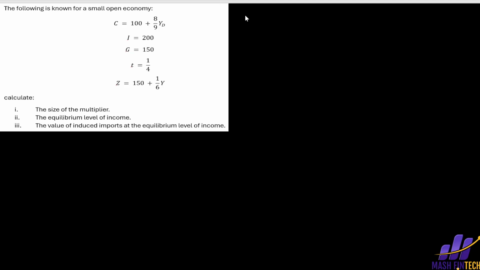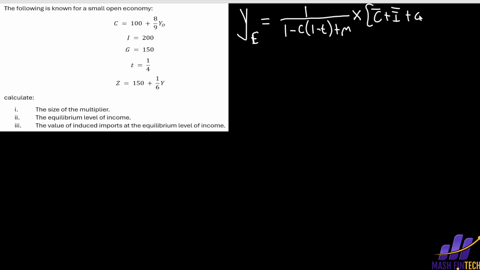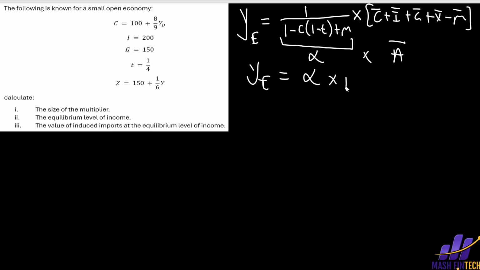But remember, I said the equilibrium level of income is going to be given by 1 over 1 minus the marginal propensity to consume, 1 minus T plus M. You multiply this by the total autonomous expenditure: consumption, investments, government spending, exports, imports. Now, remember, this is our multiplier, and this is our total autonomous expenditure. So it always goes back to equilibrium being the multiplier times the total autonomous expenditure.